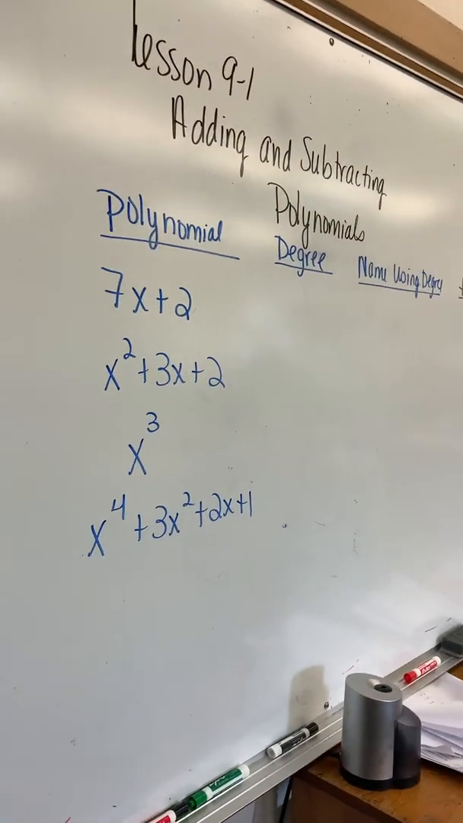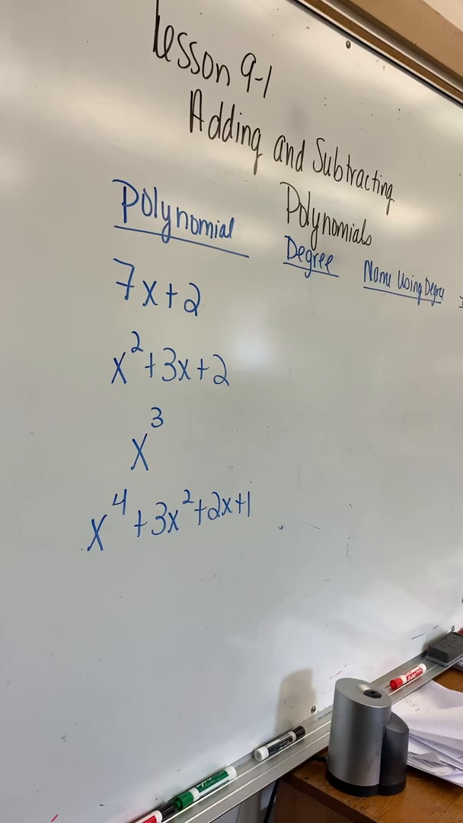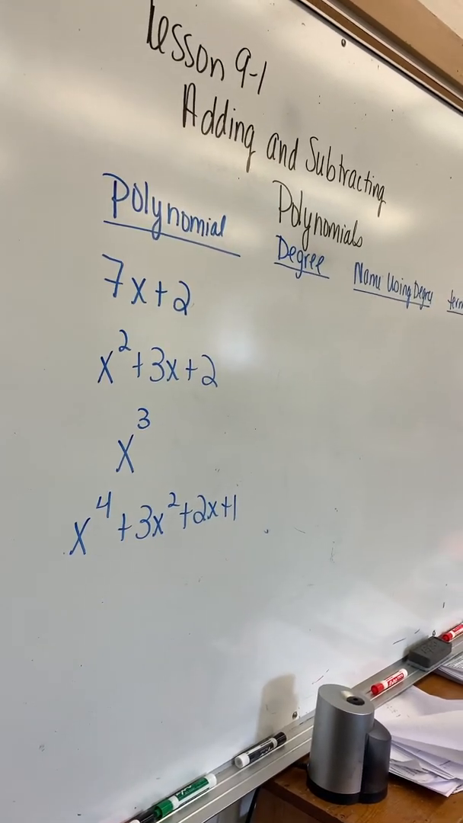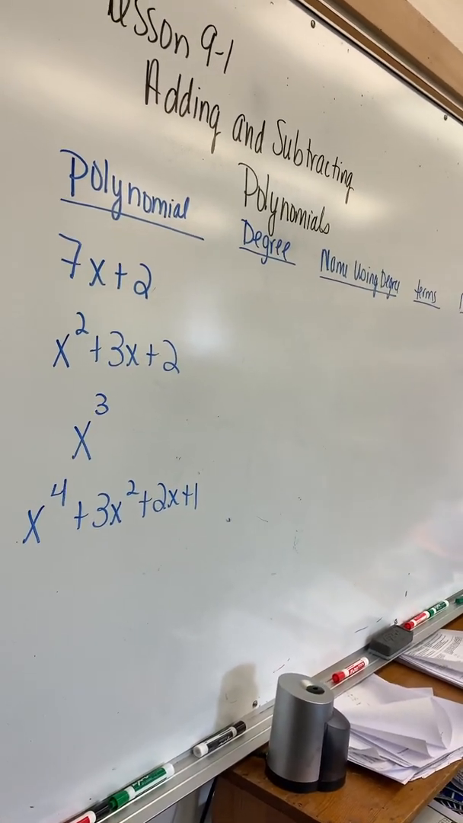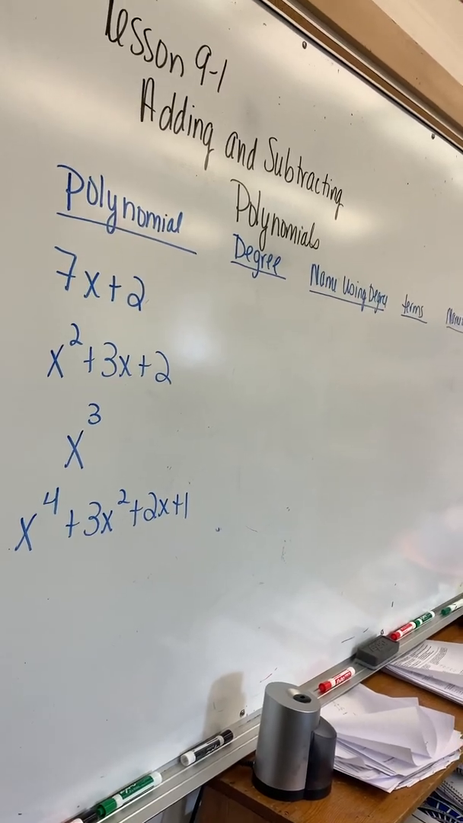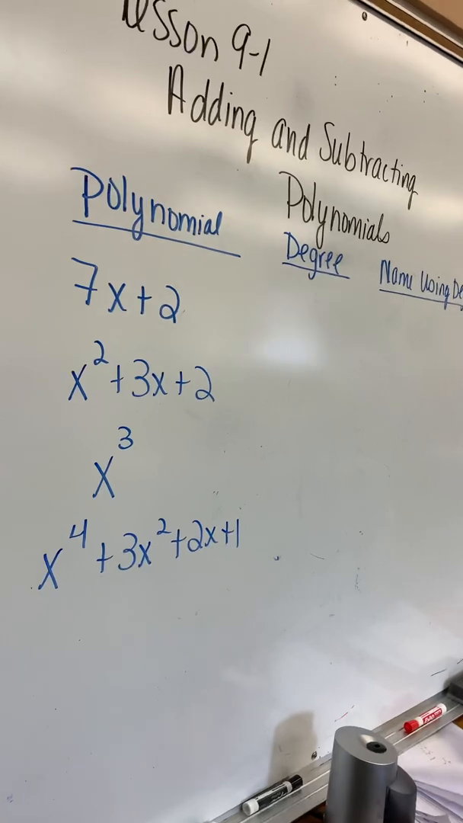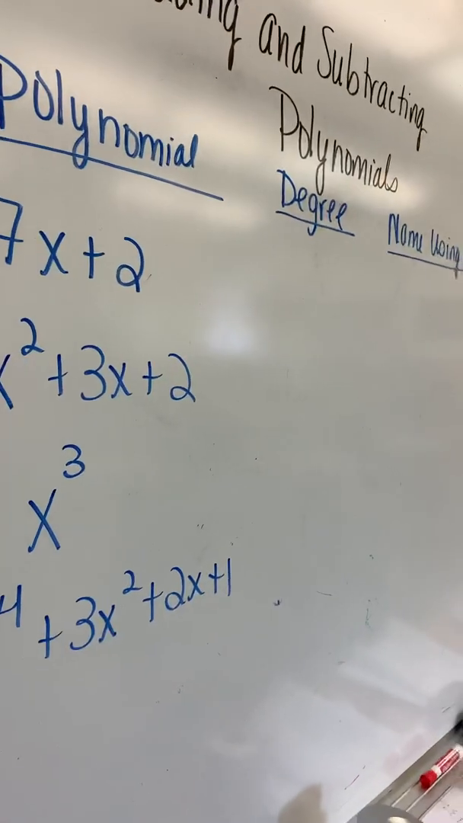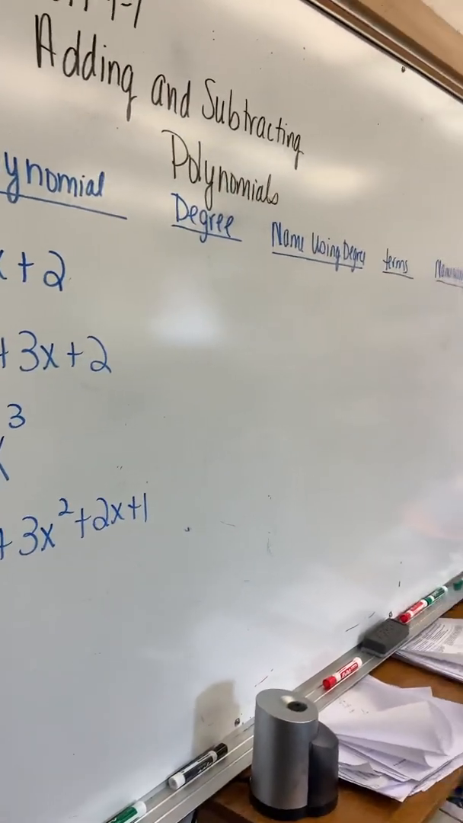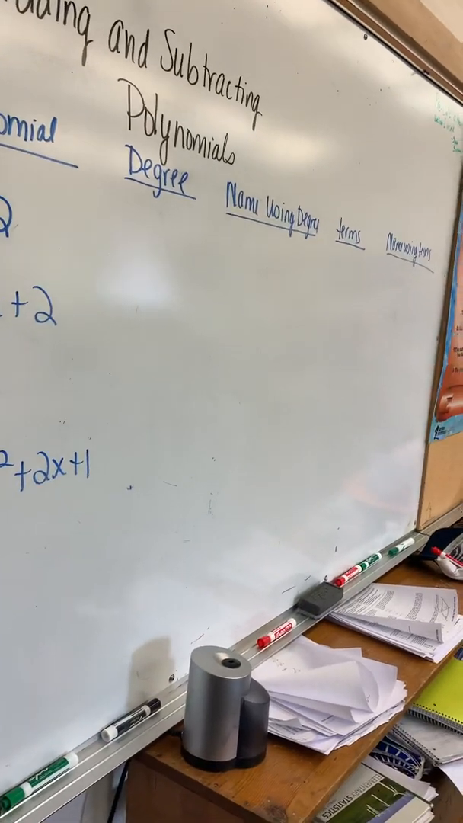Lesson 9.1. Adding and subtracting polynomials. We are dealing with combining like terms. When I start doing some adding and subtracting of the polynomials, we're going to find out what I mean by like terms. All right. Degree of a polynomial.